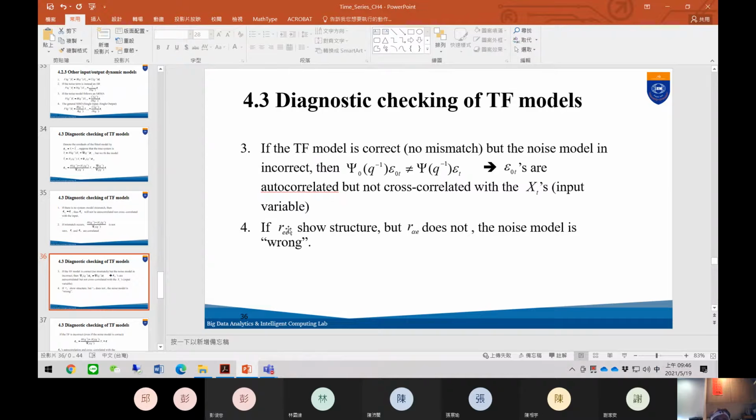No, the sample autocorrelation function shows structure, but the sample cross-correlation function does not. The noise model is wrong. We need to fit the residual once again to find a better one. Okay, so this is kind of complicated. So these are 4 different rules.